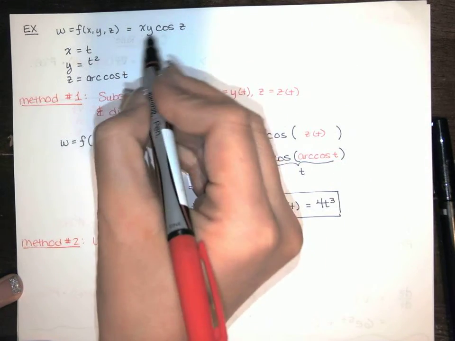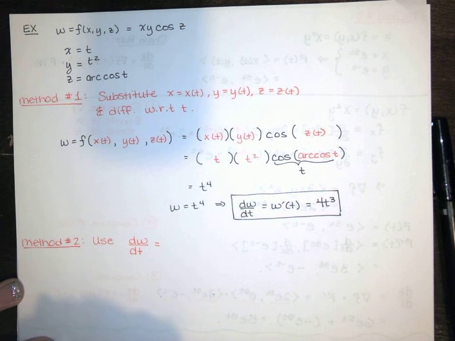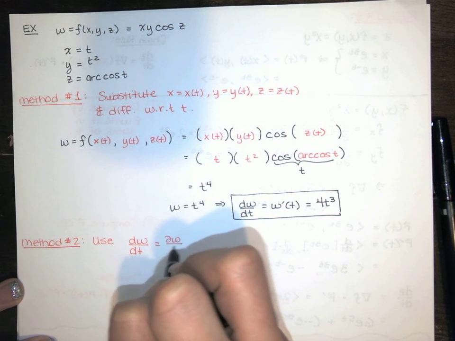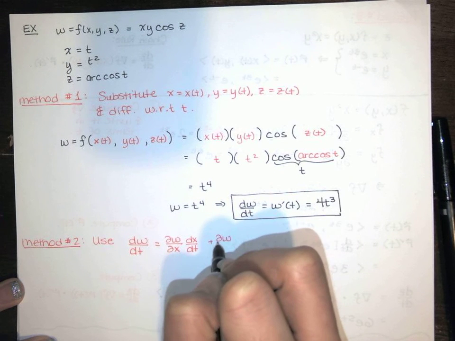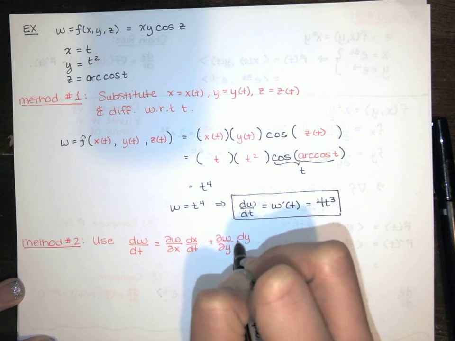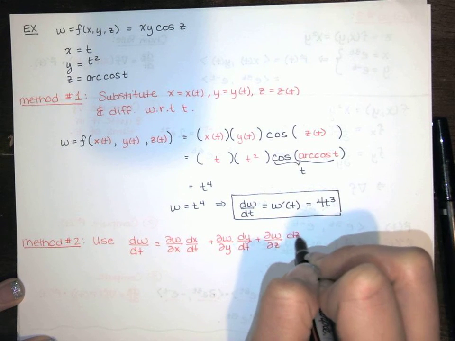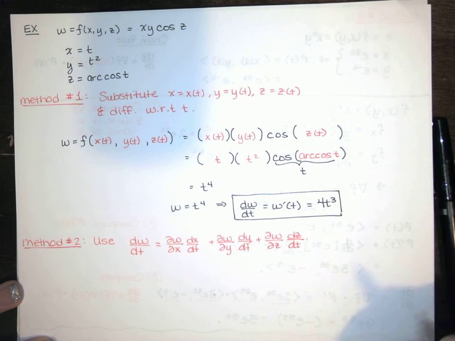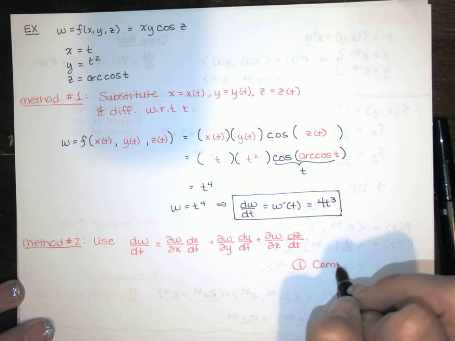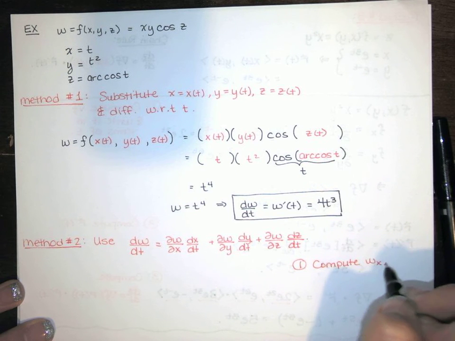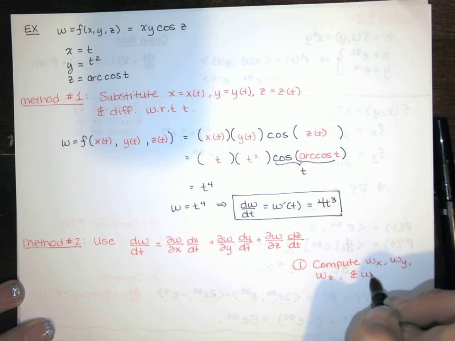W depended on 3 variables, so the chain rule has 3 terms. You have the partial of w with respect to x times dx dt, plus the partial of w with respect to y times dy dt, plus the partial of w with respect to z times dz dt. And the first thing I will do is compute those 3 partial derivatives, w sub x, w sub y, and w sub z, and write them in terms of t.